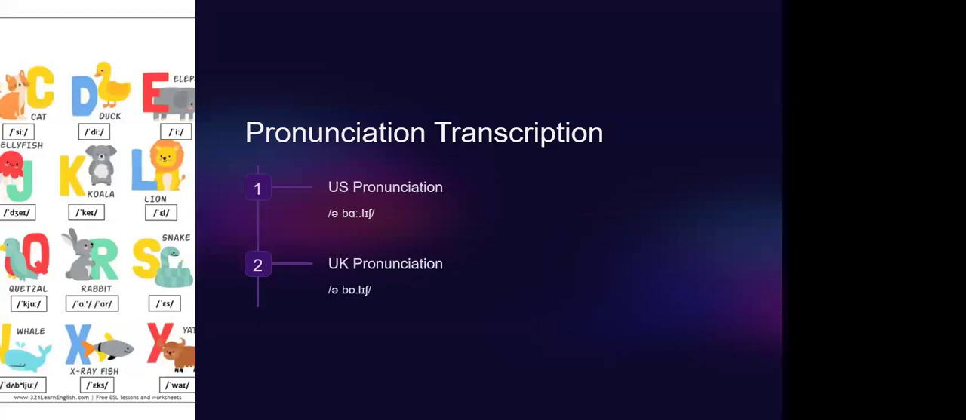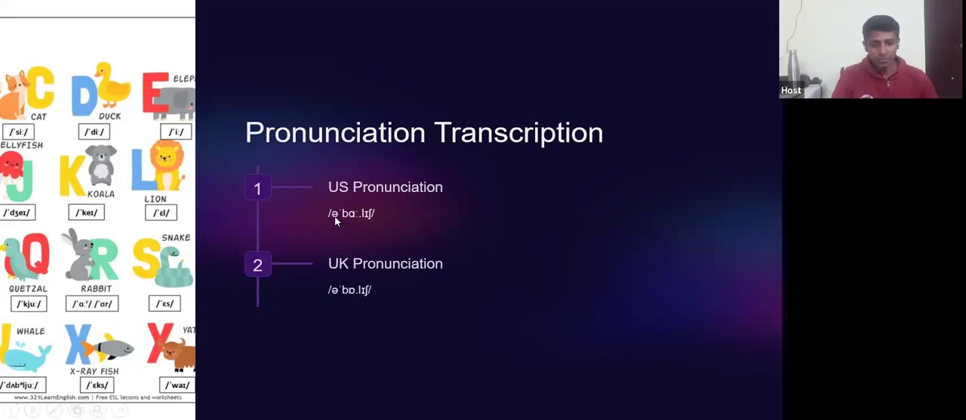So when we look at the US pronunciation, it is abolish. Here, the difference between US and UK is that in UK it is o, in US it is a, the sound of a as in father, har, bar, far. So it is abolish, abolish, abolish.